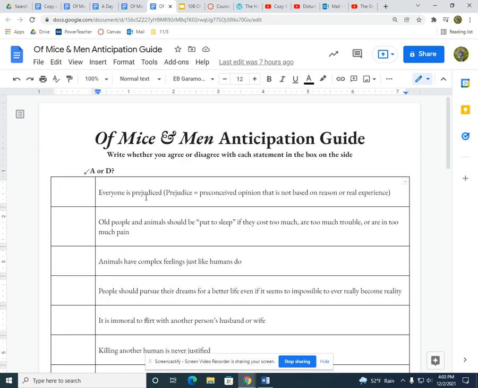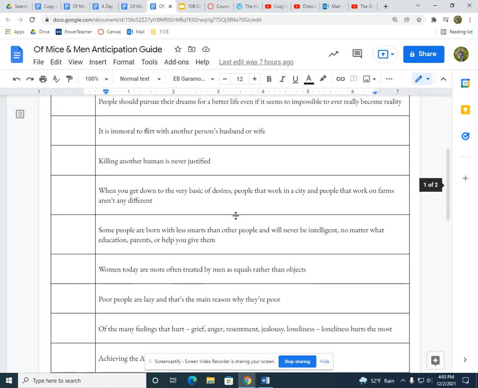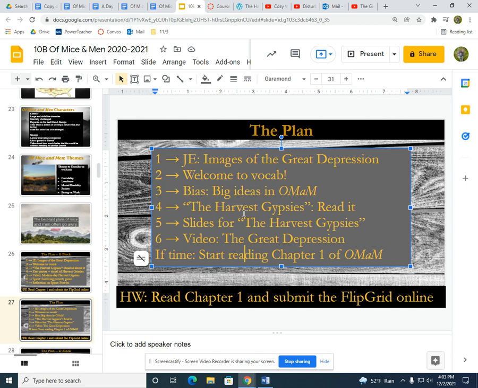After that, this is what we'll follow up on in class on Tuesday, but this is something you've seen before. It's loaded statements that are related to the book. So write whether you agree or disagree, and then on the back, think about which question was most interesting to you. My goal is to follow up on this next week. Alright, so those are the first 3 things.